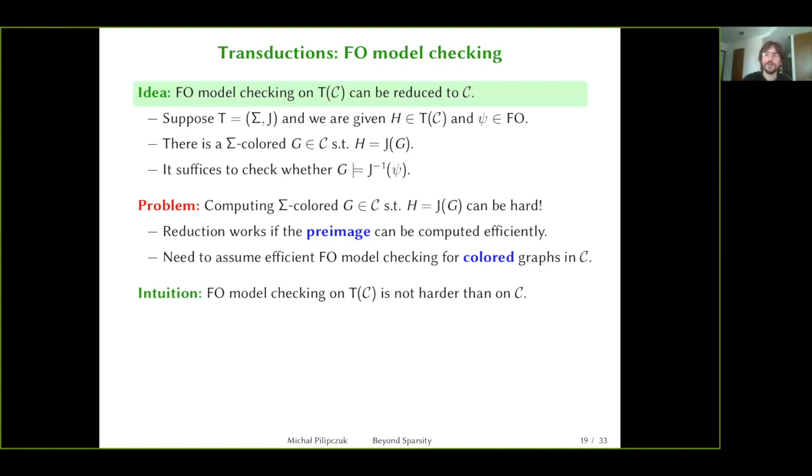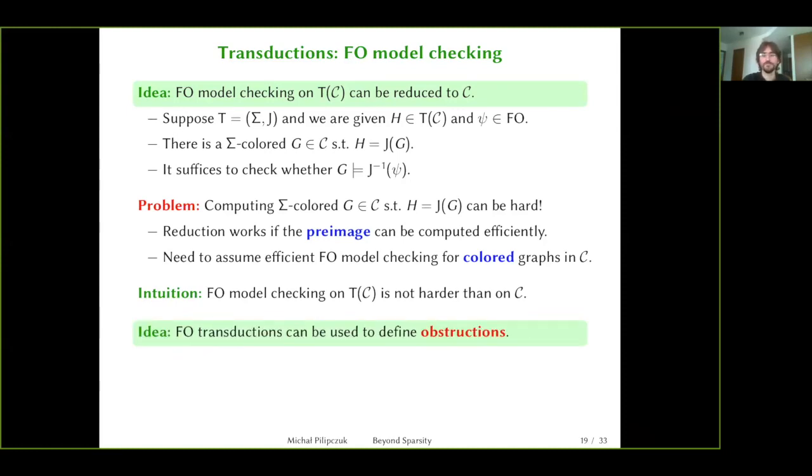However, still there is this intuition prevailing that if you take a class on which you know that FO model checking is efficiently doable, then the closure of this class under some transduction is also a class where you should be able to say something meaningful about FO model checking. At least this is a good candidate for finding FO model checking results. And even if C is sparse, T of C can contain dense graphs, and therefore it is meaningful to look at the problem there.